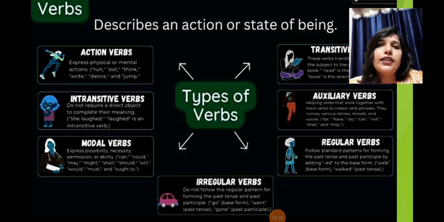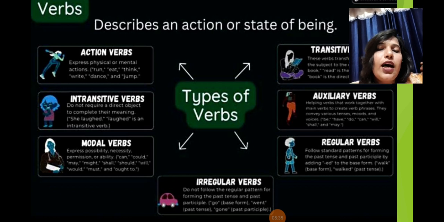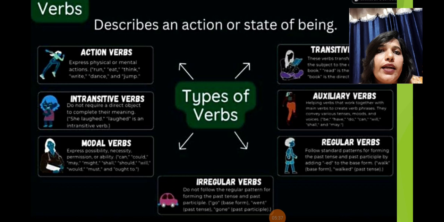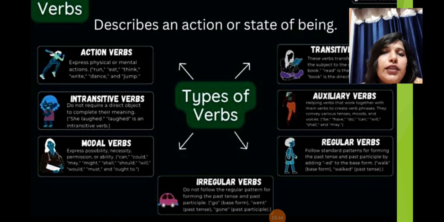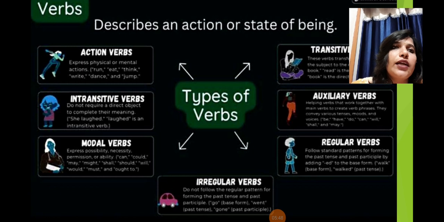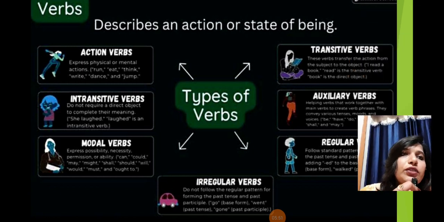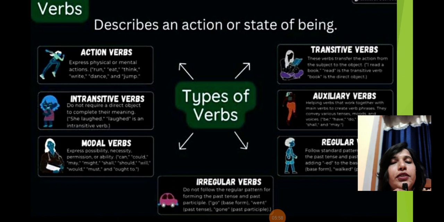Action verb is the main verb. You could see the examples: express physical, mental, or such actions. Jump, dance, think, all that. Intransitives are the words which do not require any object to complete their meaning, like she laughed, and this comes in that intransitive category. Then transitive is given, which requires a particular object, like I read a book. A book is an object, so I read is just incomplete in itself.